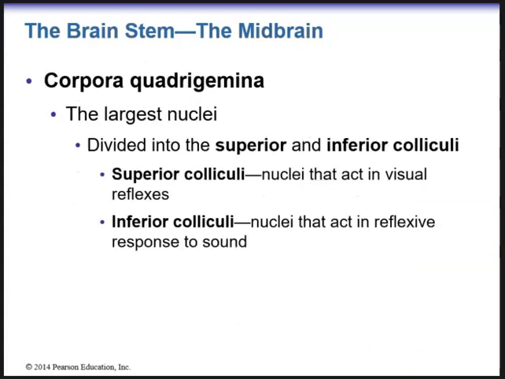Then we have our corpora quadrigemina, which we talked about. So the corpora quadrigemina are the largest nuclei, and they're divided into superior and inferior colliculi. We have the superior colliculi. These are the nuclei that act in visual reflexes. So when we see an object and it's moving, we can track this object with our eyes. The inferior colliculi, these are the nuclei that act in a reflexive response to sound. So for example, I throw my pencil and I can hear the sound of the pencil where it lands, or the noise it makes when it lands.